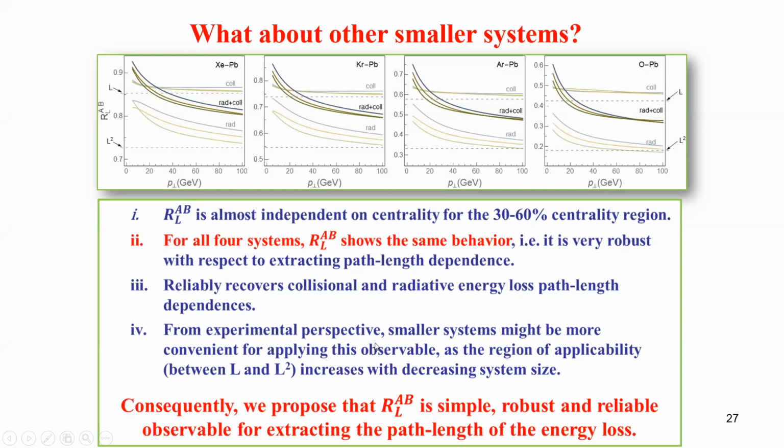And from an experimental perspective, smaller systems might be more convenient for applying this observable, as the region of applicability between L and L squared increases with decreasing system size. So here this difference is going to be around 0.1, which is relatively small. And here it is almost 0.3, so it is going to be relatively large. Consequently, we propose that this 1 minus R_AA ratio is a simple, robust, and reliable observable for extracting the path length of the energy loss.